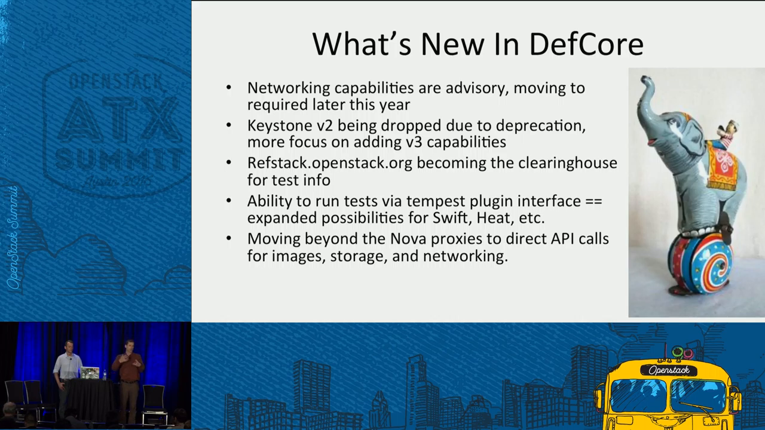We've also been looking at how we expand what DefCore covers and the different projects that we cover. As we've gone into the big tent world, more and more projects have started to run their own functional and API testing inside of their own projects. And so we needed a way where we could start considering bringing other projects in. Tempest has expanded its ability to run tests via plugins. This is a way where we can keep the interface for running the tests somewhat similar. You can always run it as Tempest using plugins, but allow for admission of expanding capabilities for Swift, Heat, and other projects. This is something that's been pretty exciting, and we worked with the QA team to move forward on.